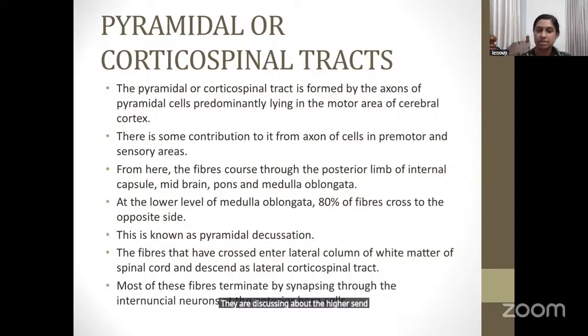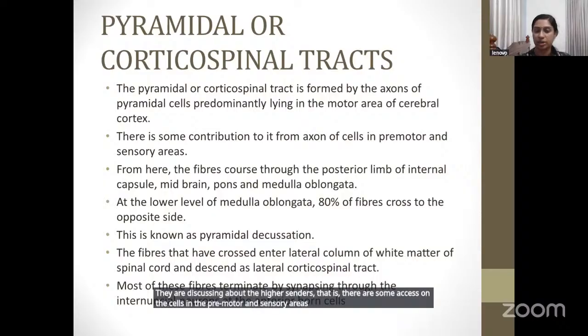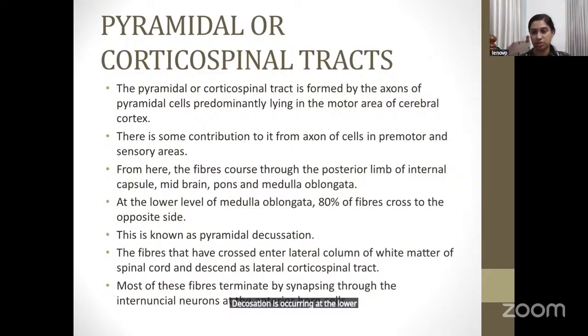That is, there are some axons from the cells in the premotor and sensory areas. From here, the fibers cross through the posterior limb of the internal capsule, midbrain, pons, and medulla oblongata. At the lower level of the medulla oblongata, about 80% of the fibers cross to the opposite side. That is, decussation is occurring at the lower level in 80% of the fibers. Okay, this is called pyramidal decussation.